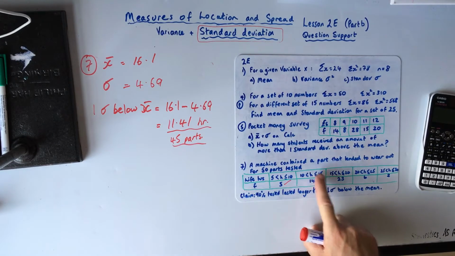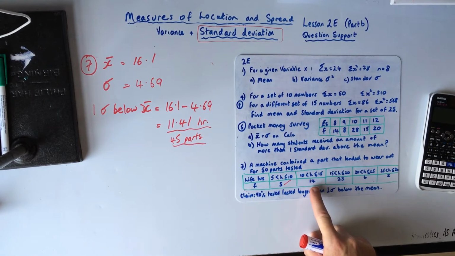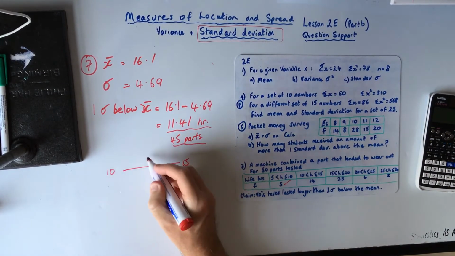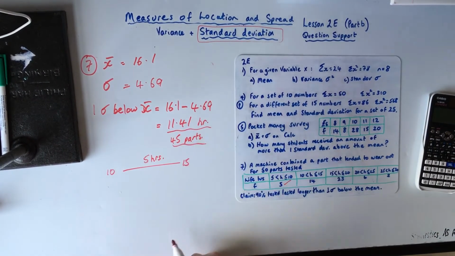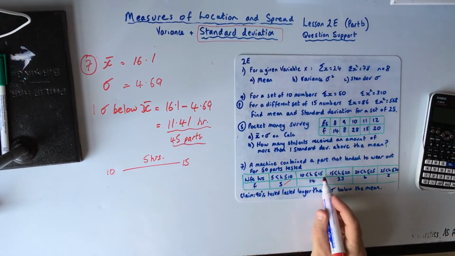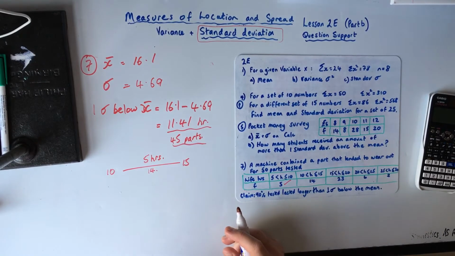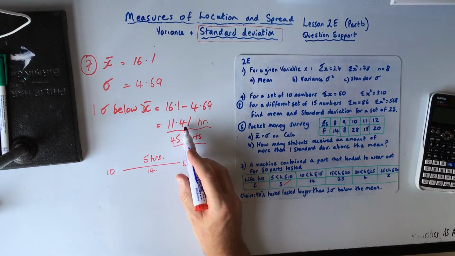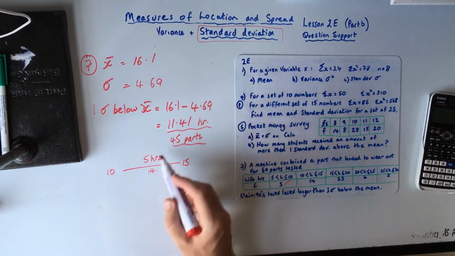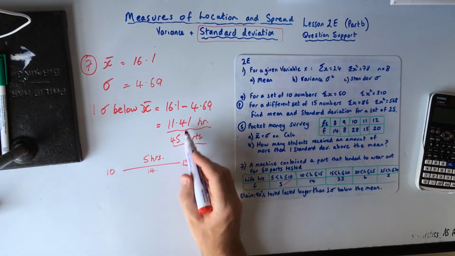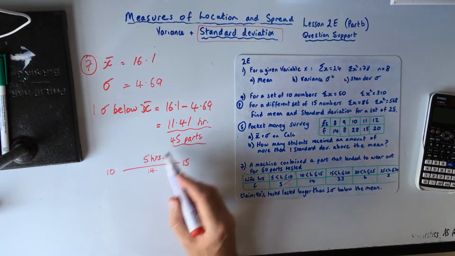So we're looking at this group here. Okay, the 10 to 15 is a 5 hour class width, isn't it? And there's 14 in that group. So what we're saying is, where is this 11.41? How many of those 14 does it take? Well, what percentage into this group is it?